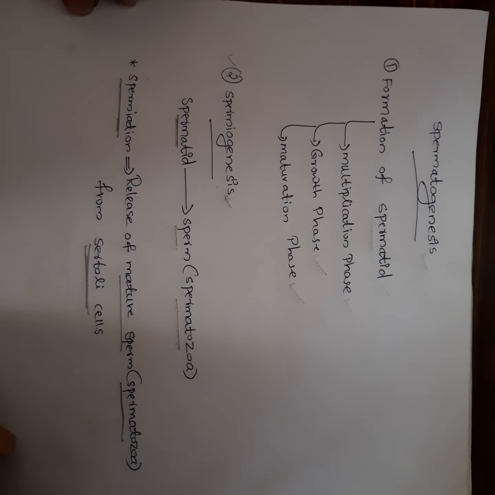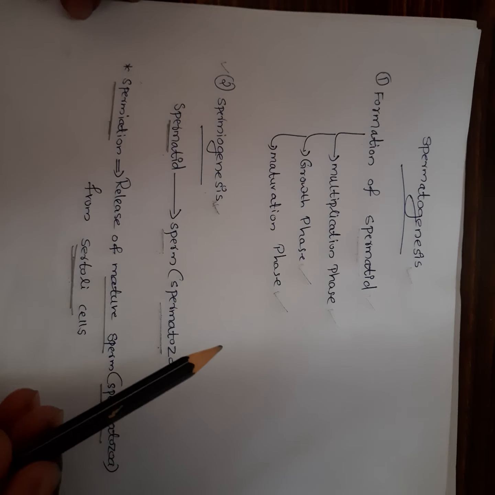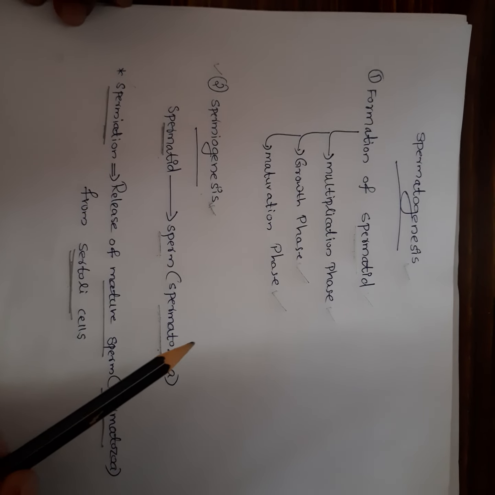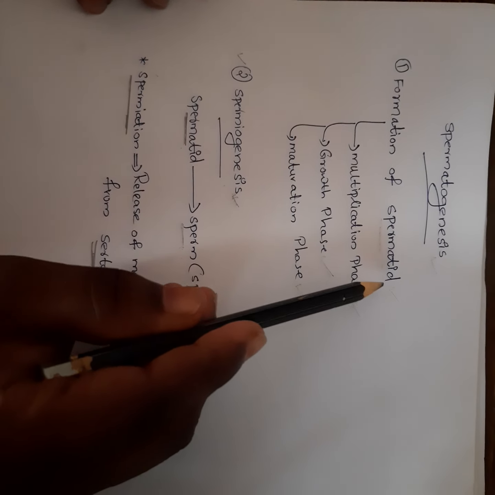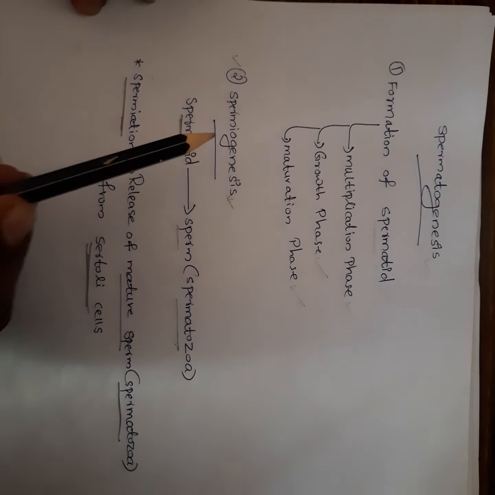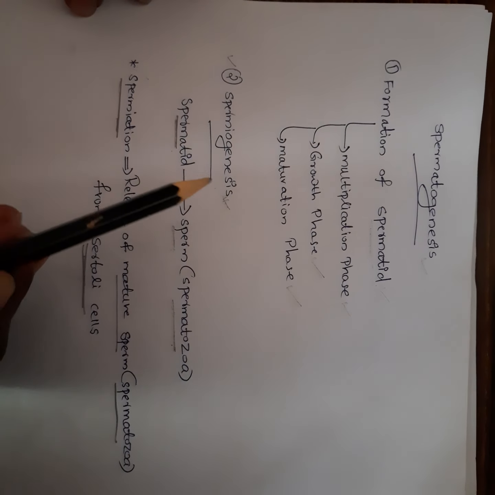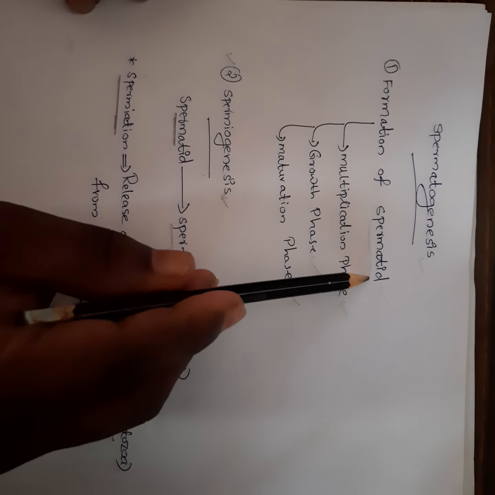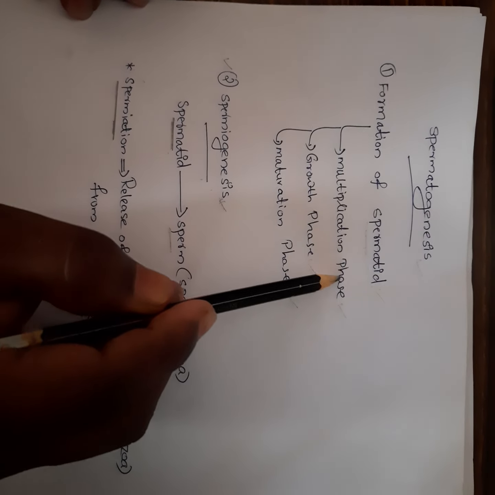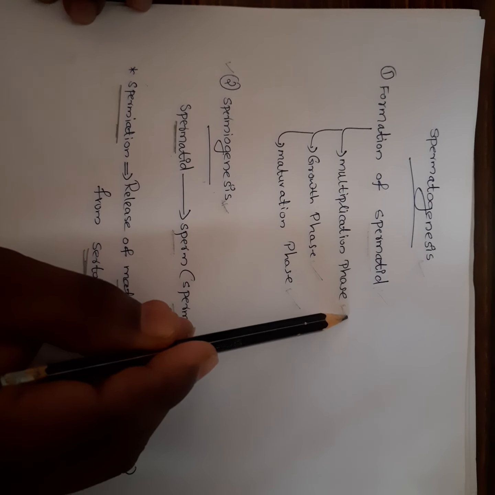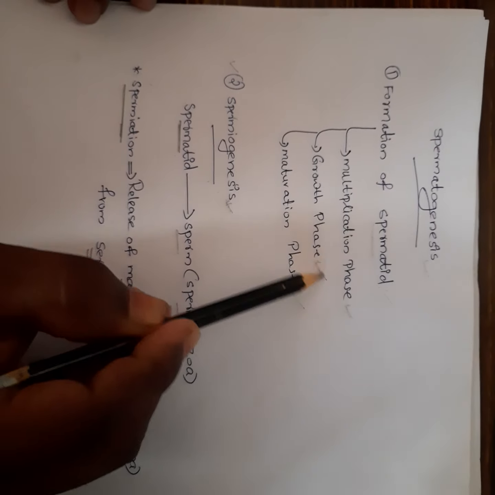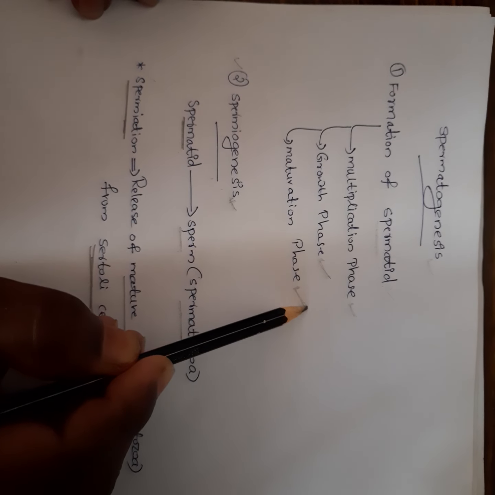This spermatogenesis has two stages. The first one is formation of spermatid, and the second one is spermiogenesis. Formation of spermatid has three phases, or substages. The first one is the multiplication phase, next the growth phase, and third the maturation phase.